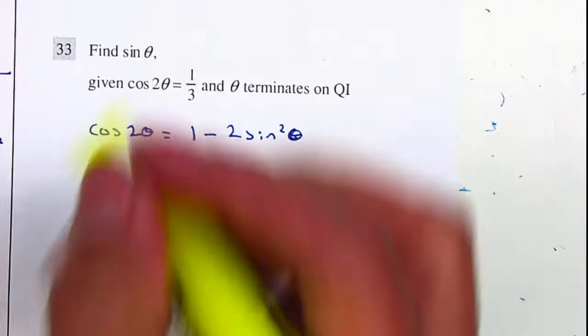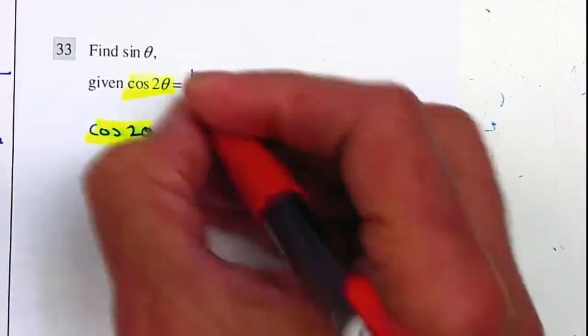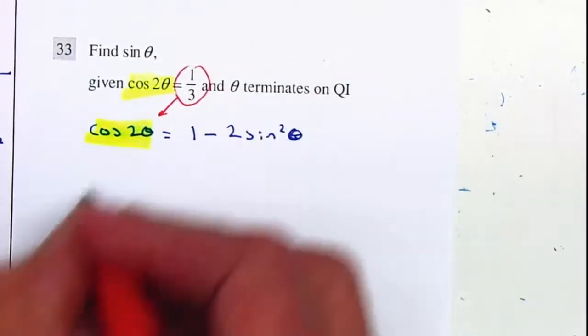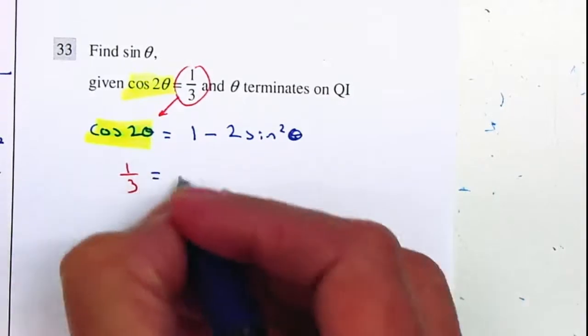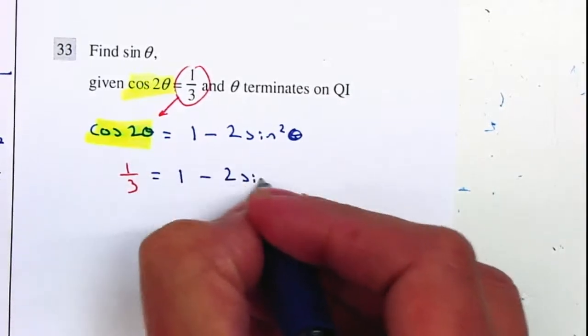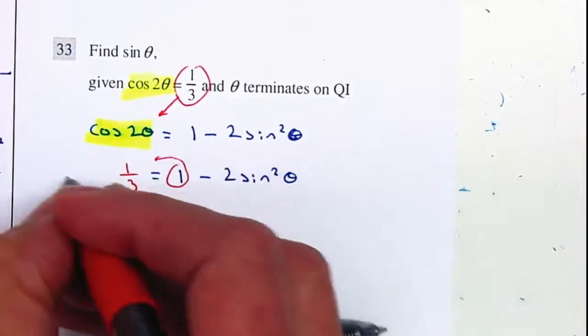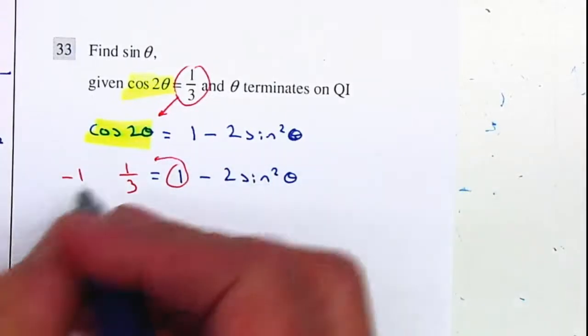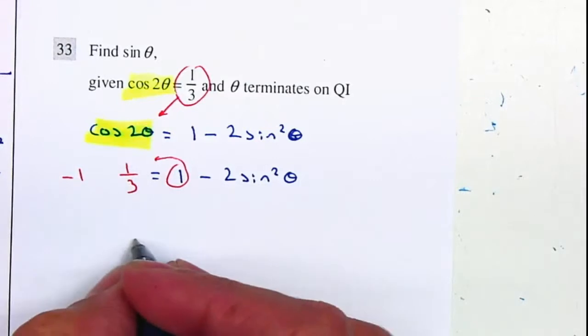They are providing you with the value of the cosine of 2 theta. They are telling you that that is equal to 1/3, so therefore I'm just going to replace it. 1 over 3 is equal to 1 minus 2 sine squared of theta. I'm going to move my 1 to the left, so it becomes negative 1. I'm going to place it over 1. So negative 1 plus 1/3 gives me negative 2/3.